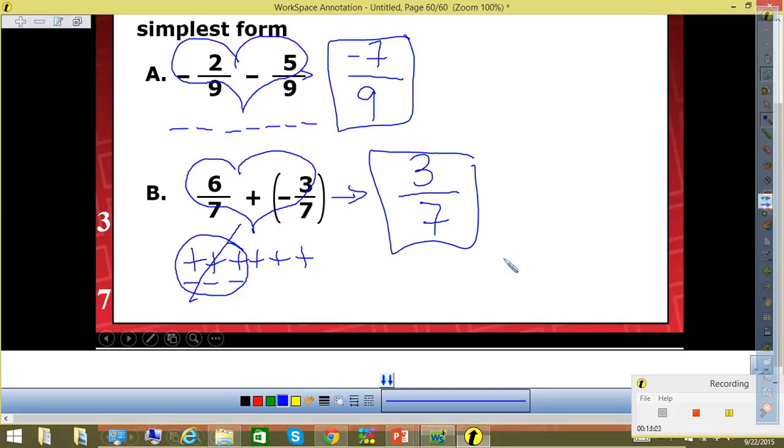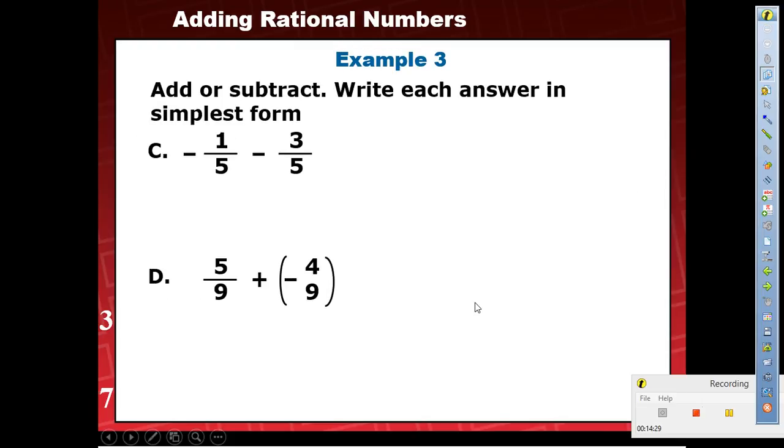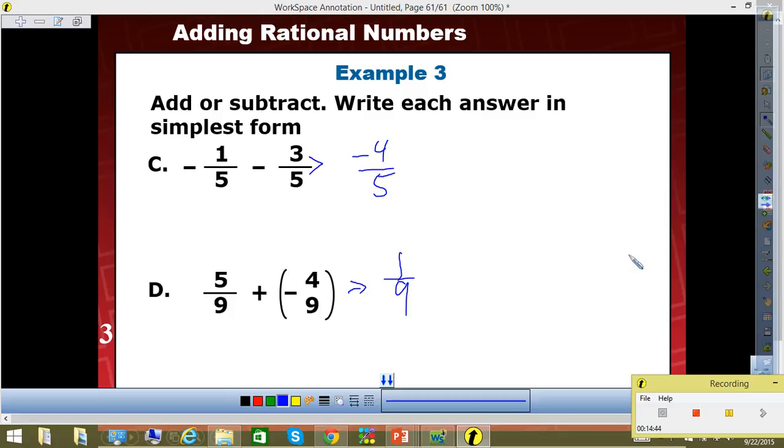You ready to try by your own? Okay, see if you can do these by yourself. Here we go. Example 3C and 3D, because I want to see how you do with these. Do those by yourself. Copy those. Go. Correct answer, -4/5 and 1/9. Okay? We got this? Now, let me show you a second way of doing this.